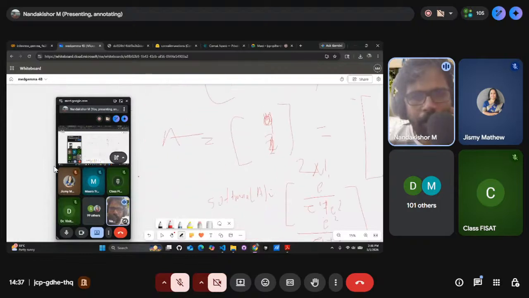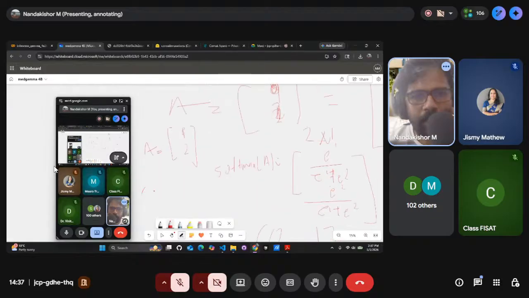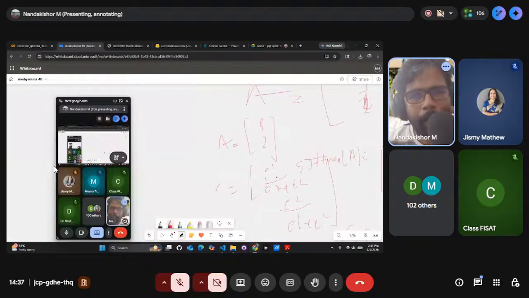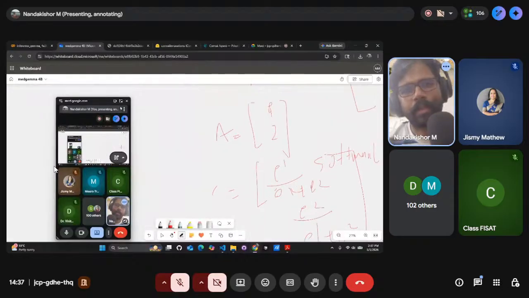You have a matrix A, and when you apply softmax, you just divide each of the values. Like if it's 1, 2, you apply softmax, which becomes e raised to 1 divided by e raised to 1 plus e raised to 2. Similarly, e raised to 2 divided by e raised to 1 plus e raised to 2. This is for any kind of matrix, right? So that's how the softmax function works.